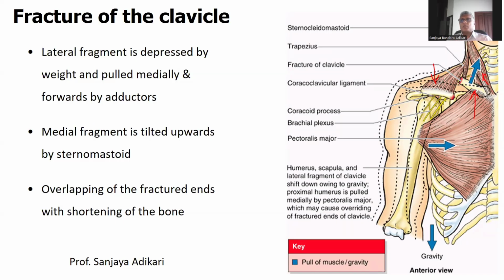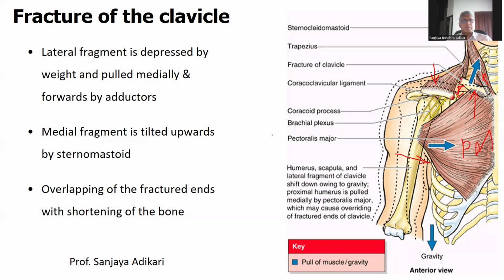So the medial fragment is pulled upwards by the sternocleidomastoid and the lateral fragment drops down due to the weight of the limb. Then you have these strong adductors like pectoralis major and the latissimus dorsi and also teres major. They will pull the arm medially. Therefore, the two fractured fragments overlap here. There's overlapping of the two fractured fragments and shortening of the bone.